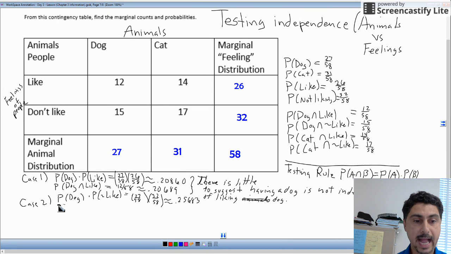But when we compare it to the actual data of the probability of having a dog and not liking the animal, sorry class, it's got a little funny. We're going to get that, well, in fact, it's not an approximate. Actually, it's equal. We have the information. It's 15 out of 58. So I'm sorry about that.